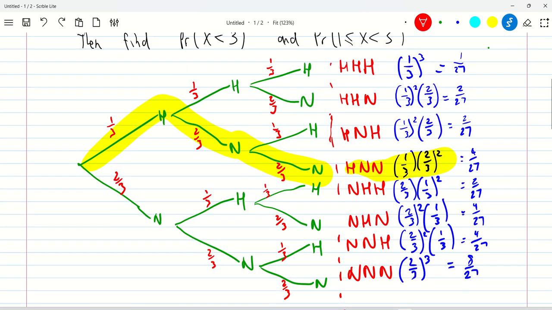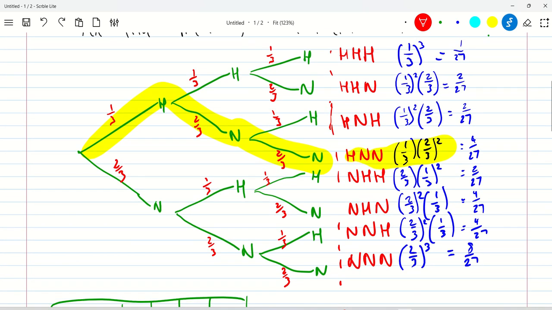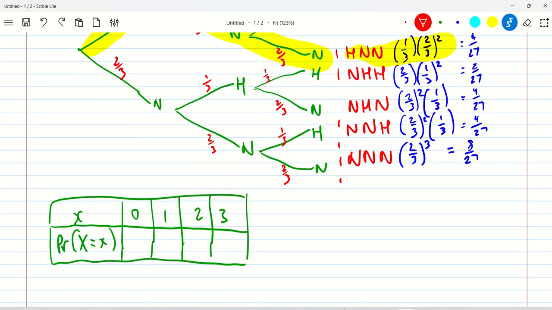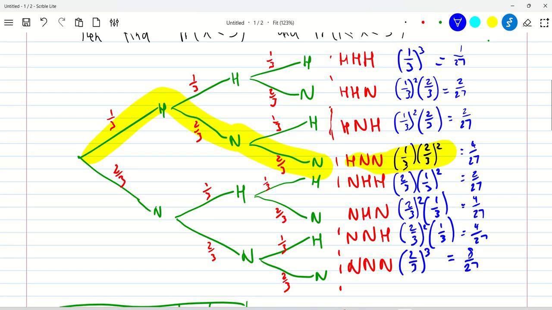What's the probability that he does no homework over the 3 days? So that's n, n, n. So that's that one down the bottom, and that's 8/27. So I'm writing 8/27 for 0 days that he does homework.